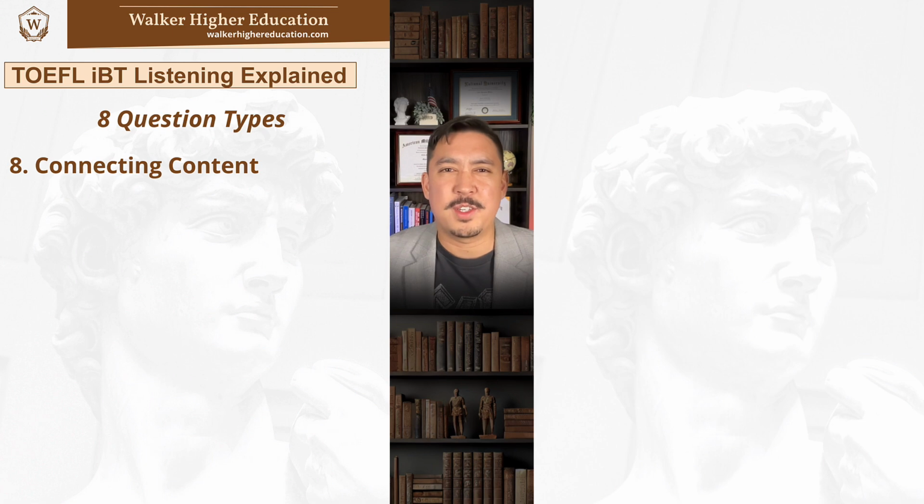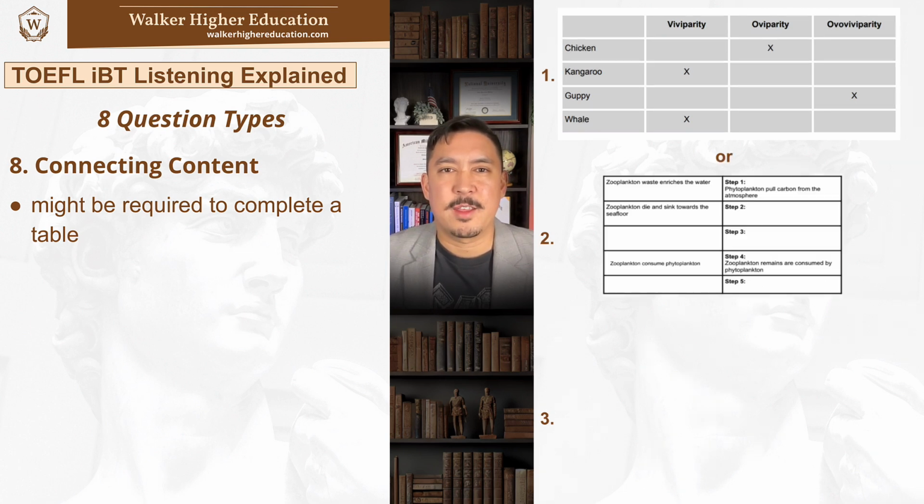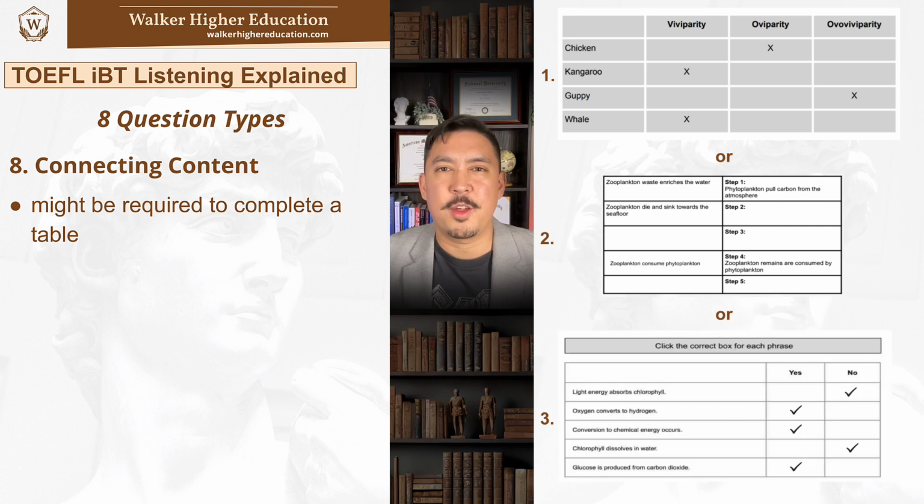This is the only question type where you might be required to complete a table or sequence information. Now, there are 3 types of tables that you may encounter in a connecting content question. With the first type, you'll be required to match information under correct categories. With the second, you'll have to sequence an order of events, or a process, by dragging and dropping answers to place them in the correct order. And in the third type, you'll be simply placing check marks to identify correct information.